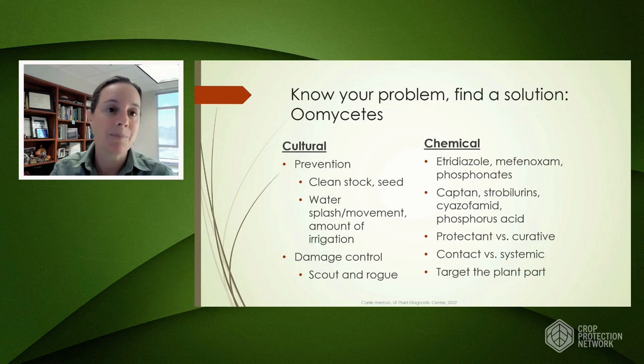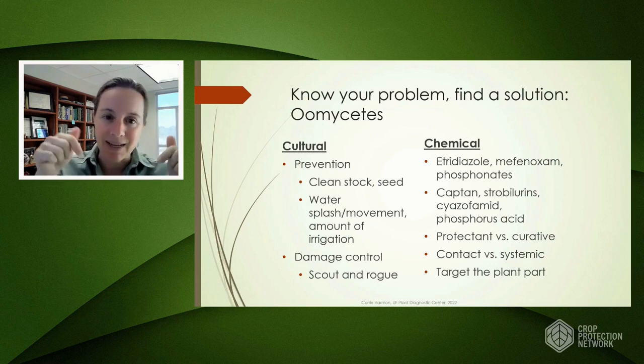And of course, target the plant part for best management with the least cost. You're going to drench for root rot. You're going to spray foliage for foliar blights, making sure you're only expecting systemic movement from systemic products. And remember, most systemics really only move up and not down.